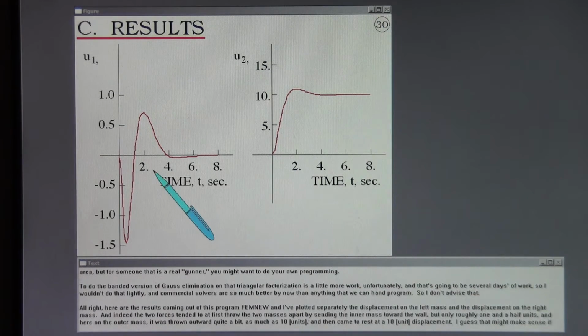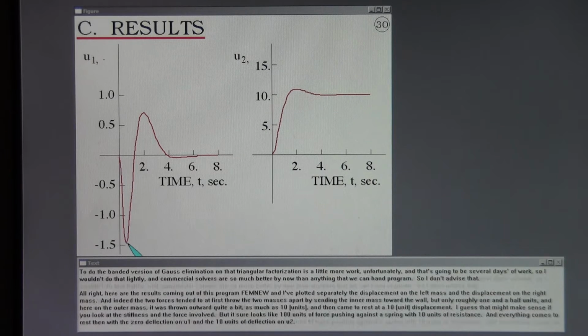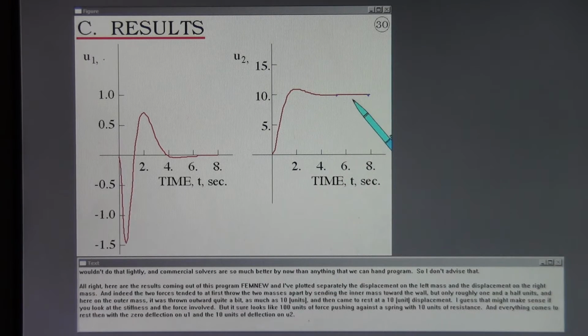I plotted separately the displacement on the left mass and the displacement on the right mass. Indeed, the two forces tended to first throw the two masses apart, sending the inner mass toward the wall, but only roughly 1.5 units. The outer mass was thrown outward quite a bit, as much as 10 inches, and then came to rest at a 10-inch displacement. That might make sense if you look at the stiffness and the force involved. It sure looks like 100 units of force pushing against a spring with 10 units of resistance. Everything comes to rest with 0 deflection on U1 and this 10-unit deflection on U2.